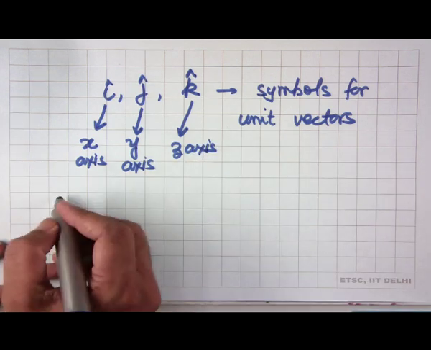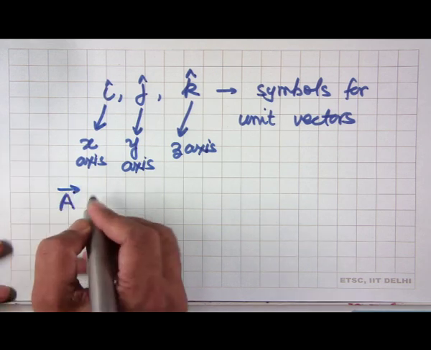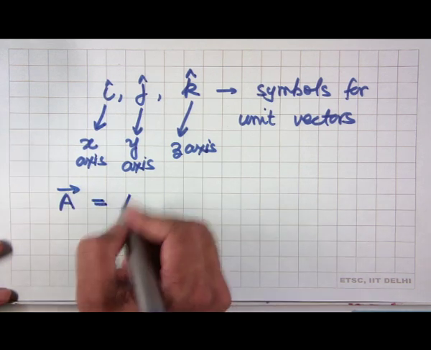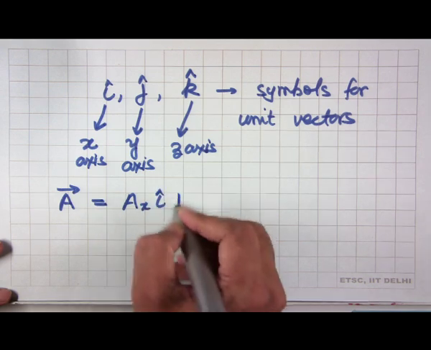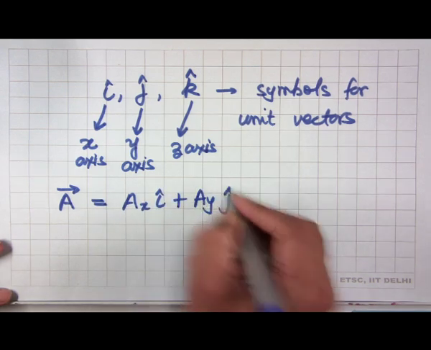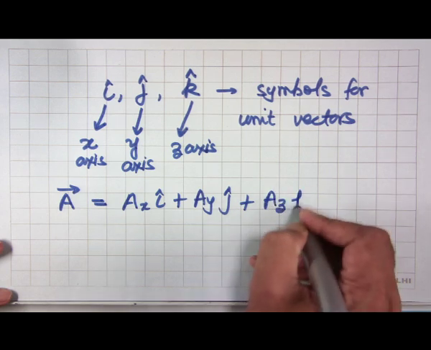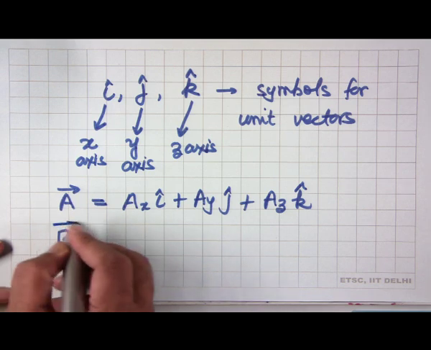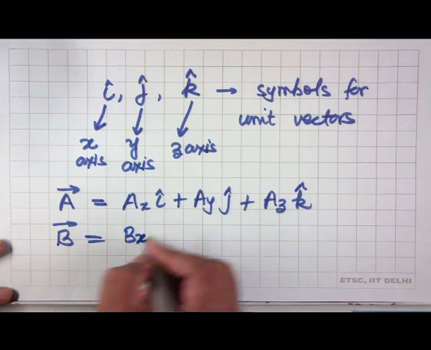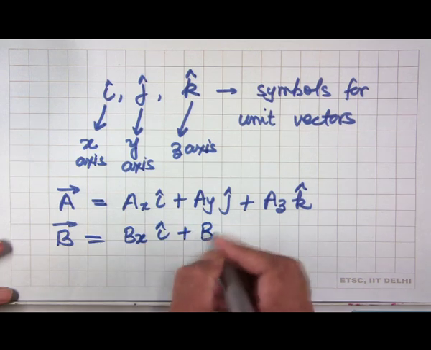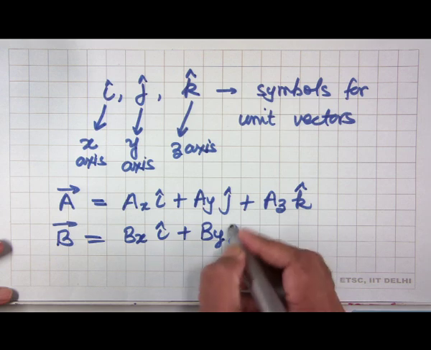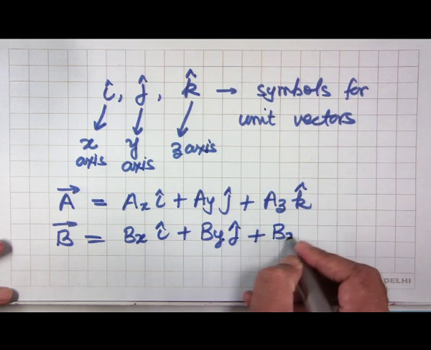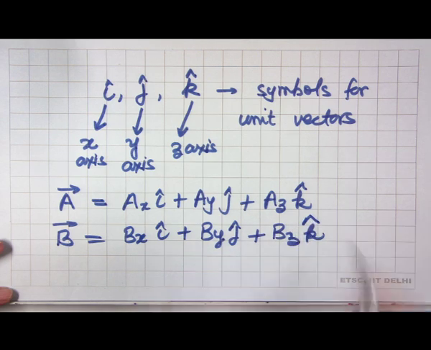And what we showed was how a vector A can be written as a_x i plus a_y j plus a_z k. Similarly, if we have a second vector B, then vector B can also be resolved along these components. So, vector B can be written as b_x i plus b_y j plus b_z k.